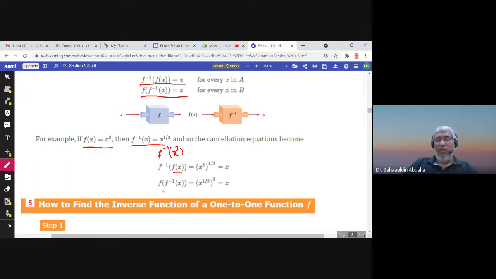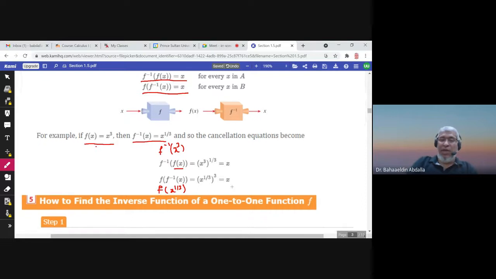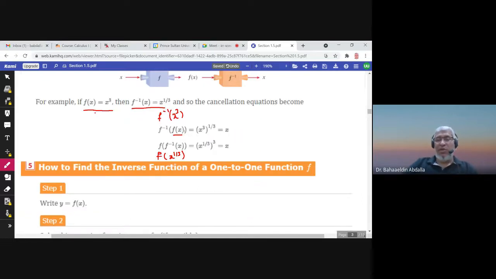While here, we have f of f inverse of x, which is f of x to the power 1 over 3. And what is f of x to the power 1 over 3? We replace x here by x to the power 1 over 3 and raise it to the power 3. Again, they cancel each other, and the answer is x. So here we are checking also. This is another way to check that f inverse of x is correct.